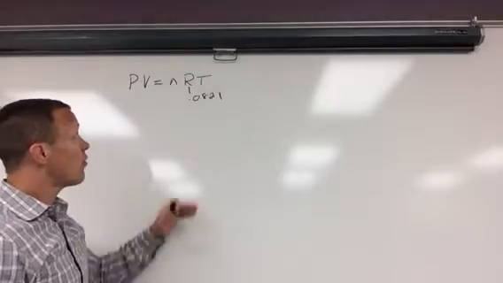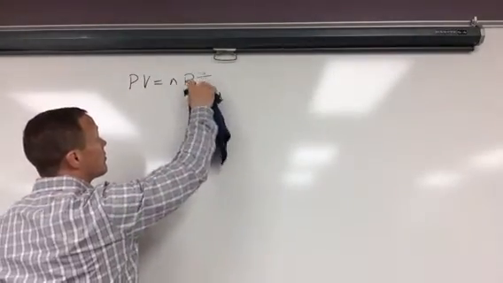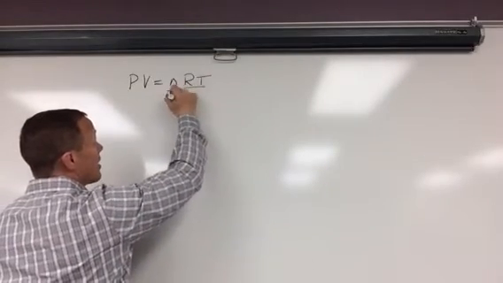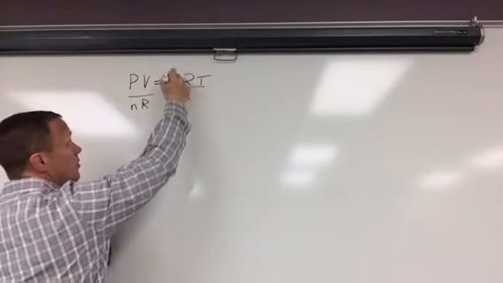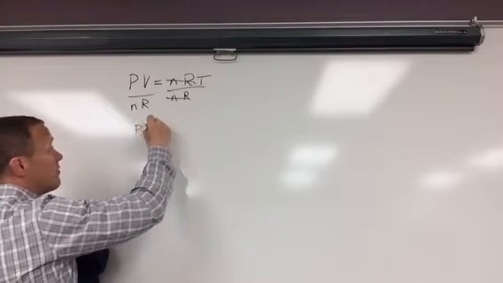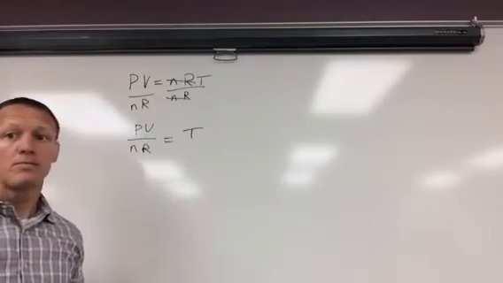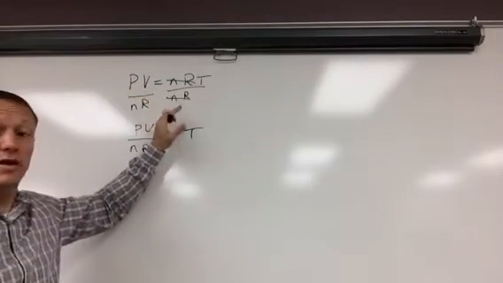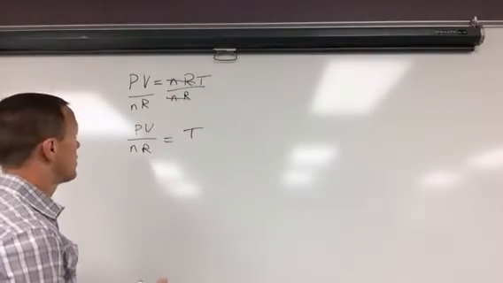So if we want to manipulate the variable, we can do that. Number 3 is asking for temperature. So if we want to get temperature by itself, I can divide by N times R on both sides. So those cancel, and I'm left with PV over NR equals T. So you could do every problem like that. If you want to solve for P, or V, or N, and then plug numbers in, you can do it that way. So I'll show this problem this way.